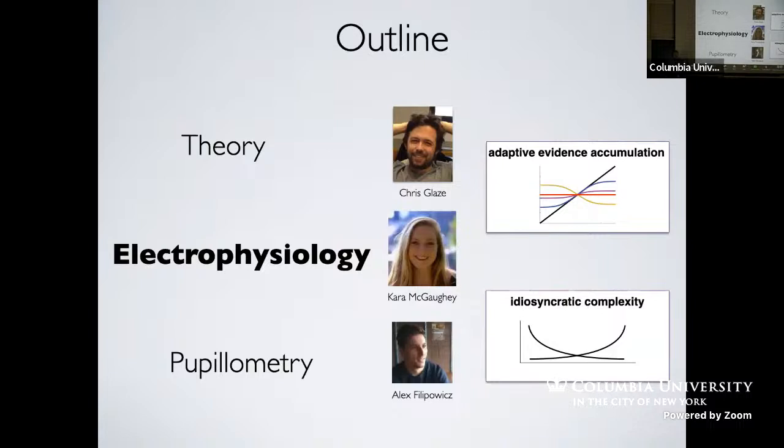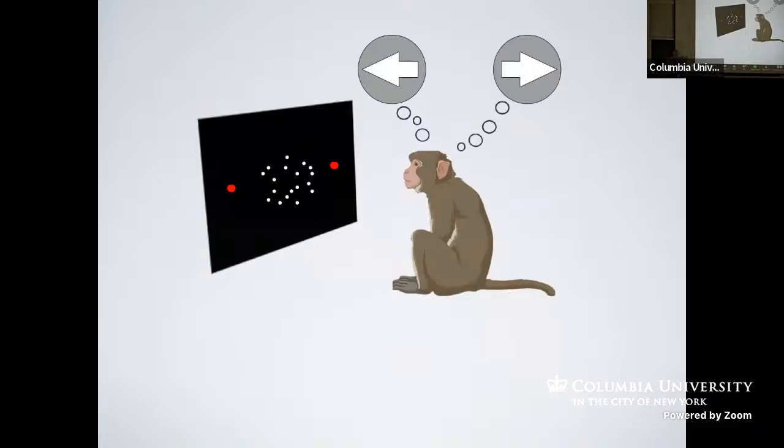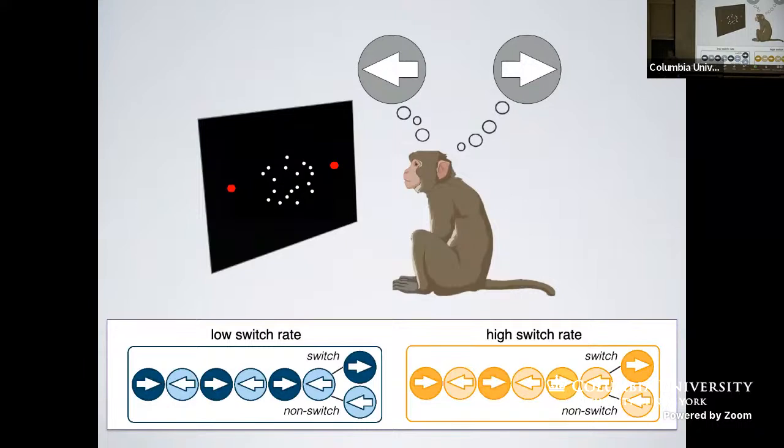I'll go through the electrophysiology part, trying to understand now where this adaptive evidence accumulation comes in. I already told you about the left-right dots discrimination task, this classic task. The version that we used is our change point version of the task. In the standard version, you decide dots are left or right, but it's set up so that on any given trial, the dots are either always left or always right. To put it in the framework of this change point task, we broke that assumption, and on any given trial, the dots could change directions.